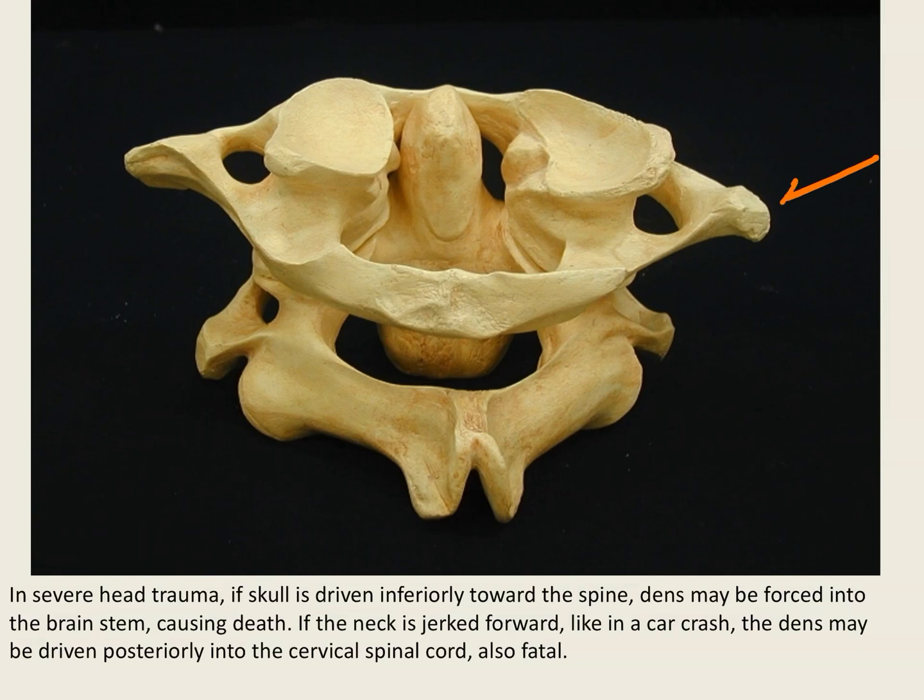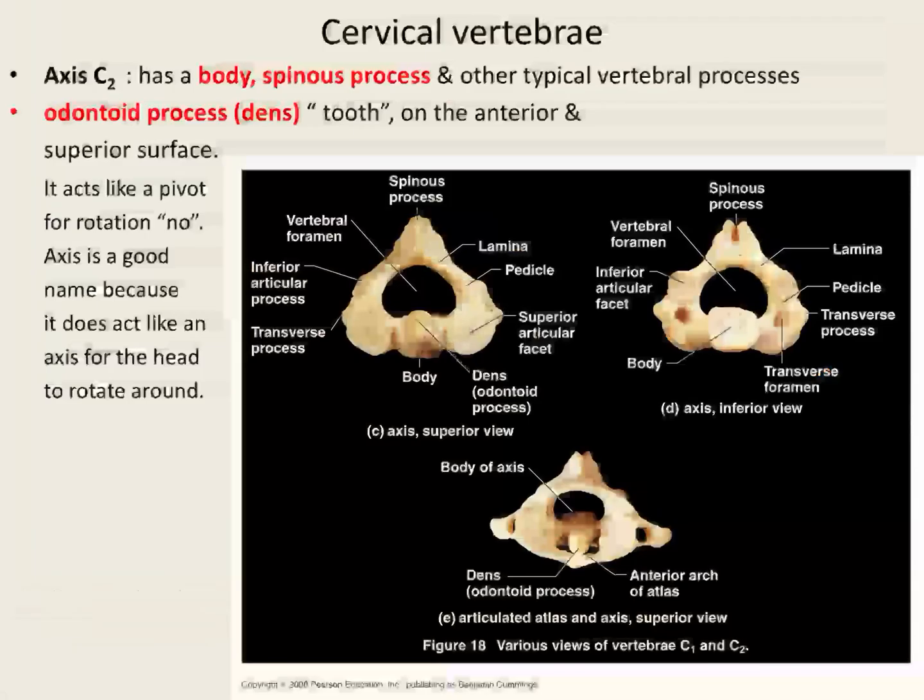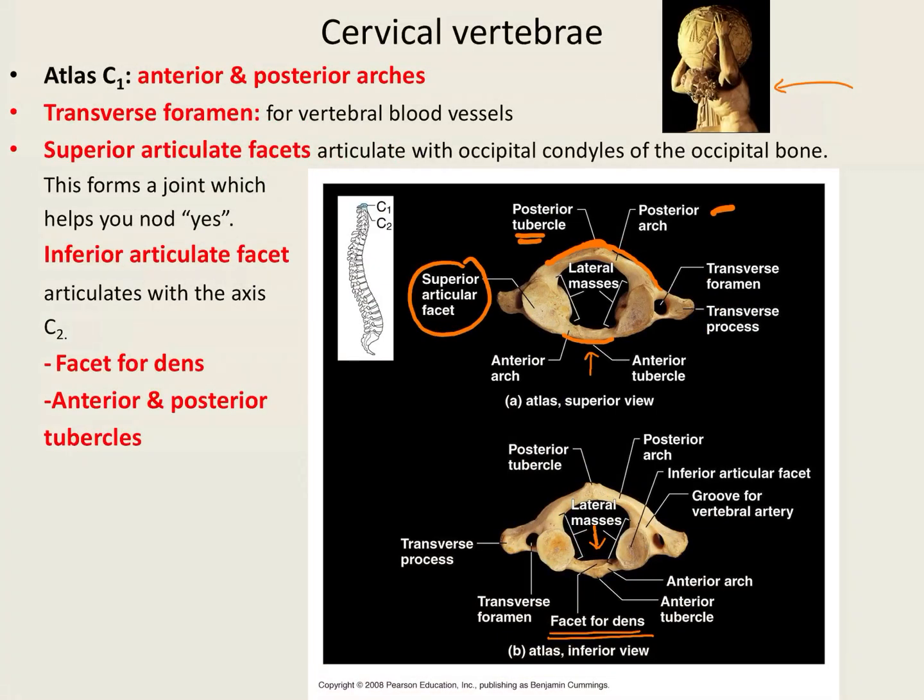So this is C1, all right, and this is C2. And notice that C2 has a bony projection that comes up like this. This is called the dens. And this forms a pivot joint. So when you shake your head no, C1 can rotate around C2. So the facet for the dens is actually right here behind that anterior arch. So coming back to our first picture, right where my arrow is, that's where the dens would rest, and that's the facet for the dens.